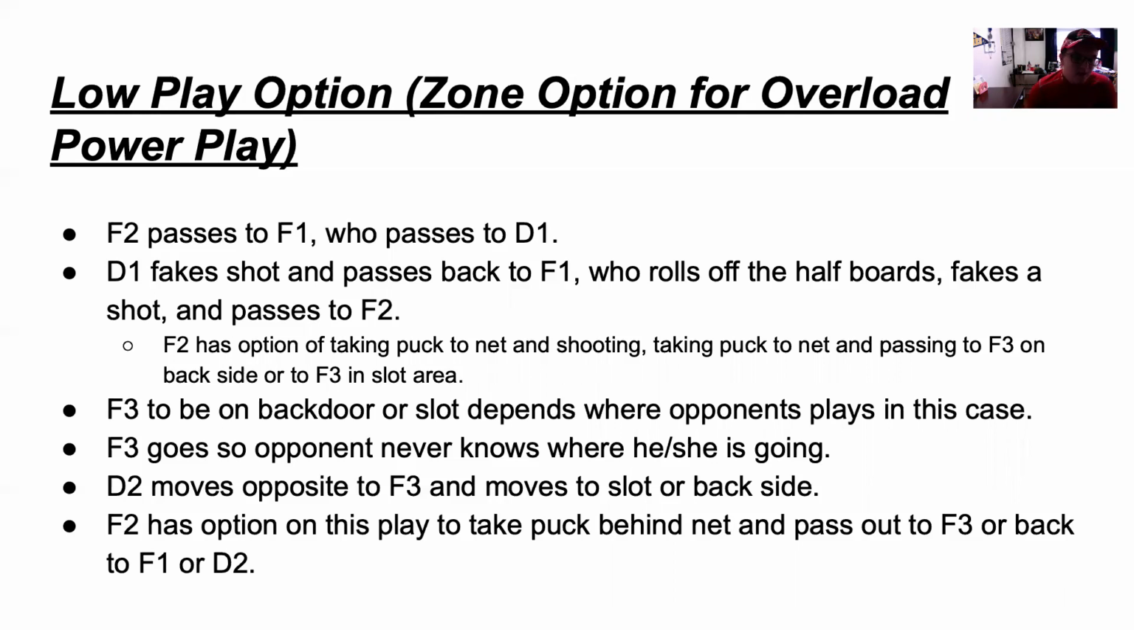F3 needs to be on the back door or the slot depending on where the opponent plays. F3 goes so the opponent never knows where he or she is going, so we're just trying to confuse them. Make that distraction somewhere else. D2 moves opposite to F3, moves to the slot or the backside, and F2 has the option on this play to take the puck behind the net and pass out to F3 or back to F1 or D2. So if we take a look in this scenario, okay.